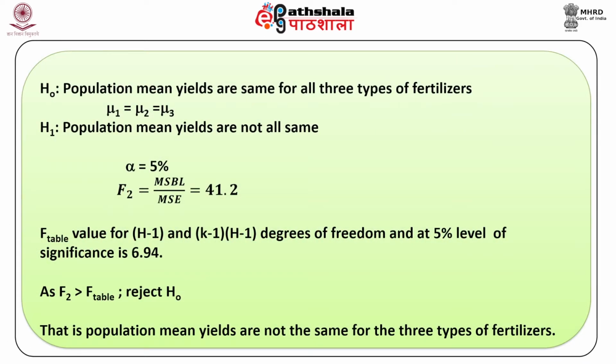Similarly, if you look at the second hypothesis, that population mean yields are the same for all three types of fertilizers, which we are saying is mu1 equal to mu2 equal to mu3. Again taking alpha equal to 5%, the value of F2, which is MSBL upon MSE, is equal to 41.2. The F tabulated value for h minus 1 and k minus 1 into h minus 1 degrees of freedom, at 5% level of significance, comes out to be 6.94. Since this F2 is greater than the tabulated value, we reject the null hypothesis. That is, the population mean yields are not the same for all three types of fertilizers. It perhaps means that fertilizers do have an impact on the yields of the wheat in this particular example.